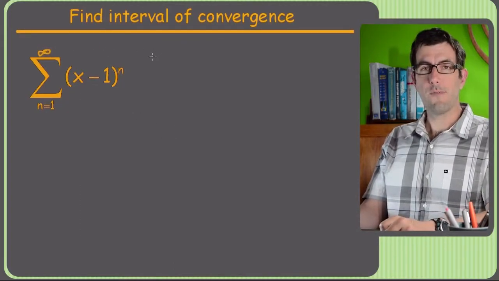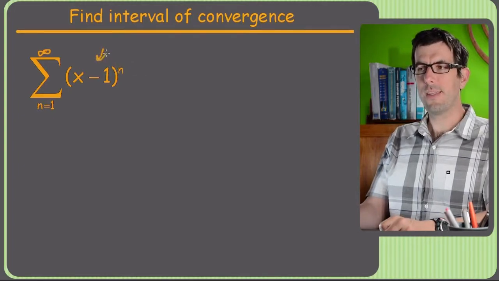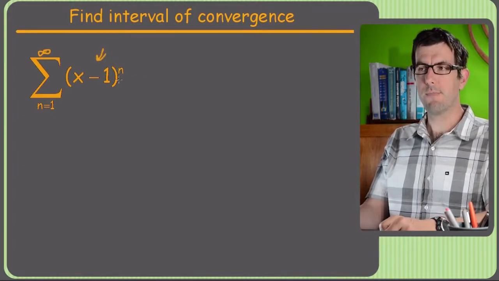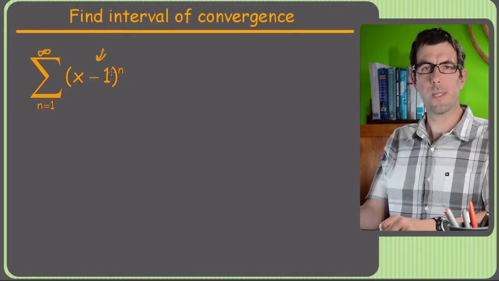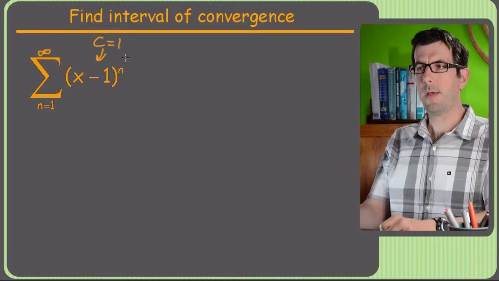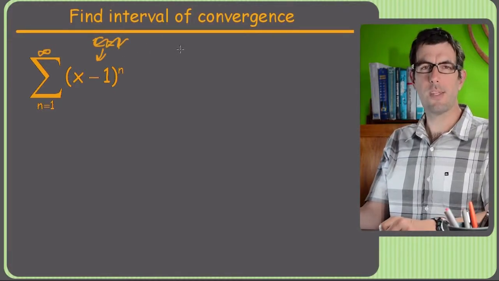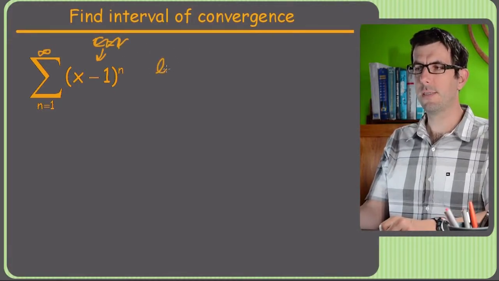So we've got: find the interval of convergence. Now if you have a keen eye, you'll notice that this is actually just the same problem we just worked, but I'm centering it around 1 instead of 0. So in this problem, c equals 1. But you don't need to know that off the top of your head. You can just do the ratio test and see what happens.